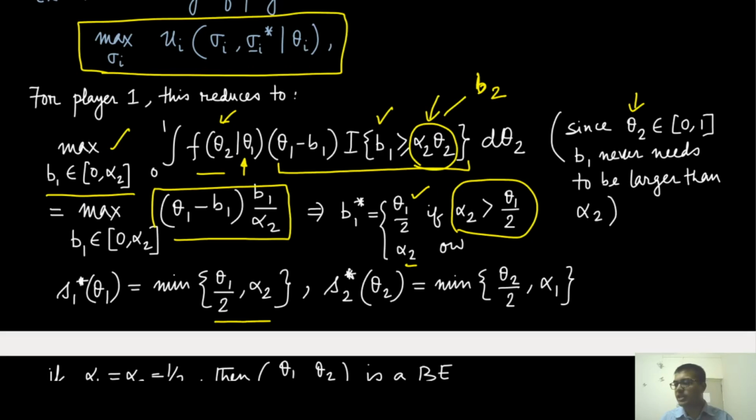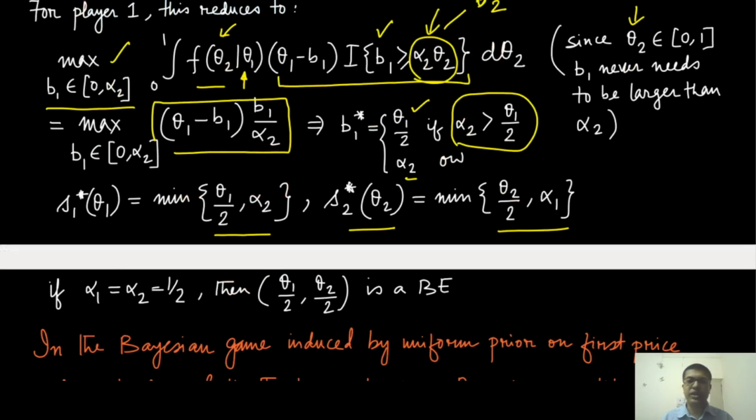And similarly S2 star, in a very similar way, you can find that this is going to be theta 2 by 2, the minimum of theta 2 by 2 and alpha of 1. Now one specific solution you can think of is this: if you pick both alpha 1 and alpha 2 to be equal to half, then using the fact that theta 1 is always between 0 and 1, it will always be less than or equal to 1. Therefore this minimum will always emerge as theta 1 by 2. So that is one candidate Bayesian equilibrium, of course.